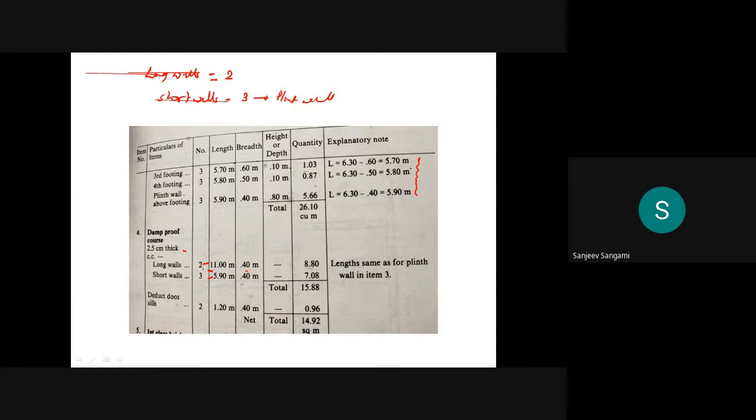Normally DPC will be measured in square meters. You write that only in square meters. And if you want, you can deduct the door sills, because normally even the door sills will be attached to that. You have to deduct that.